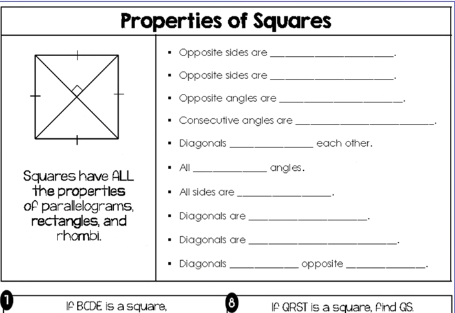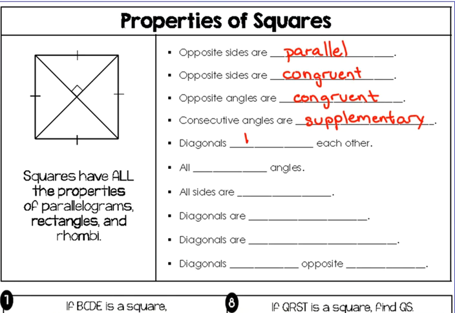Okay, let's look at squares. Okay, squares are getting more specific than rectangles, more specific than rhombi. Okay, they have all of those properties that we have talked about so far. So opposite sides, still parallel. Opposite sides, still congruent. Opposite angles, still congruent. Consecutive angles, still supplementary. And diagonals still bisect each other. So that's all parallelograms.